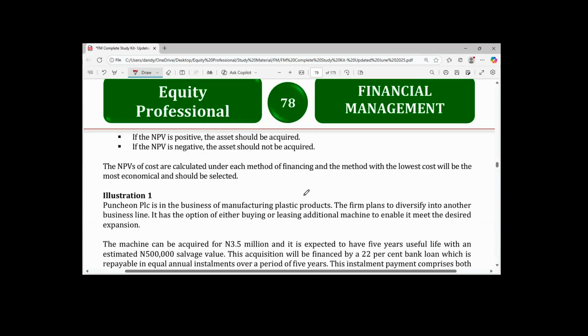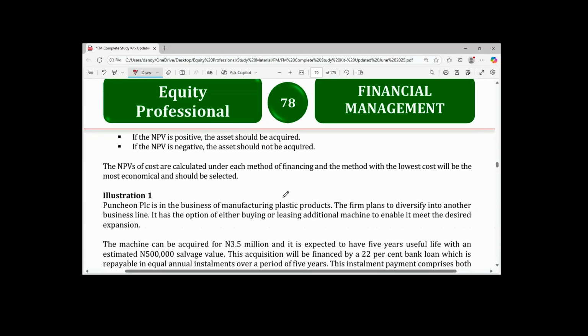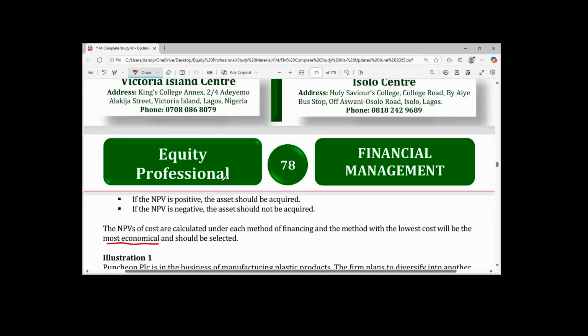So what else do we need to talk about? Now, like I said, you are expected to calculate the PV of cost under each method of financing the assets. Any method that produces the lowest PV of cost will then be the most economical method of financing the assets. So that's basically what you need to do under lease versus hire purchase.